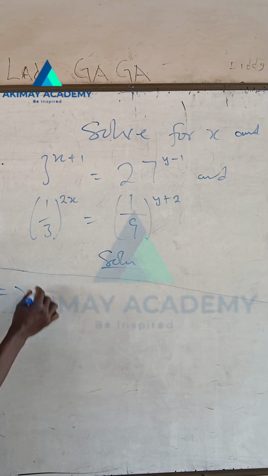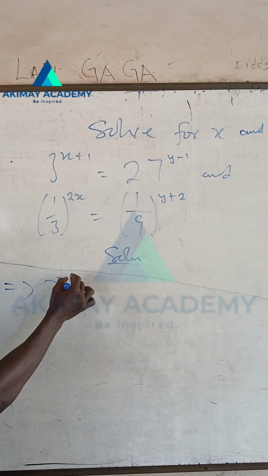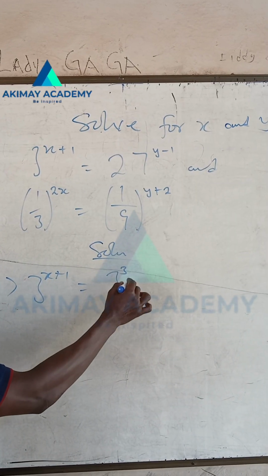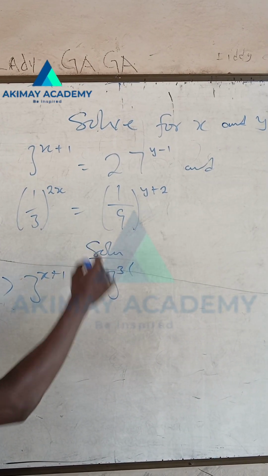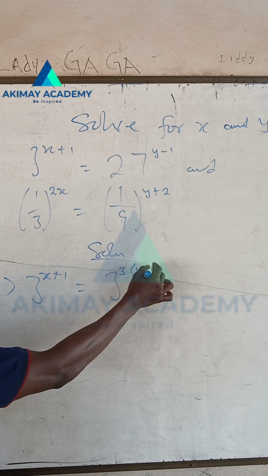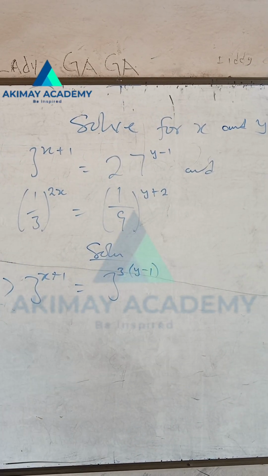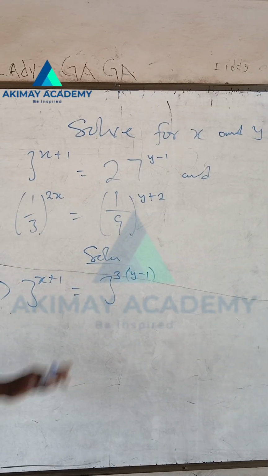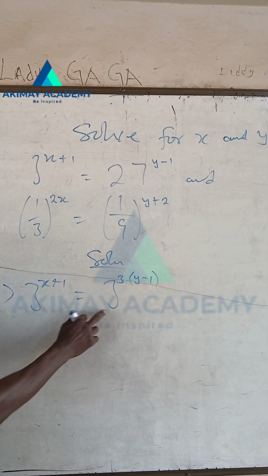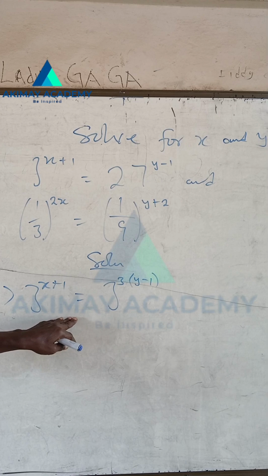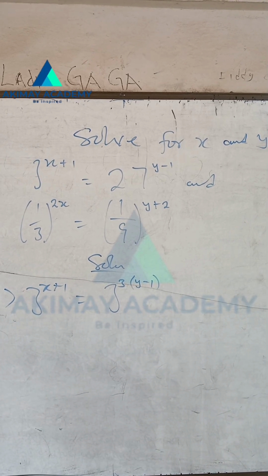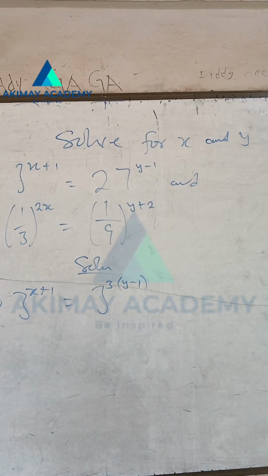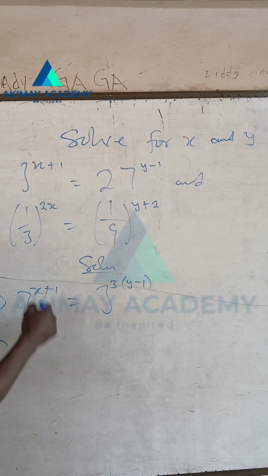So over here, we have 3 exponent x plus 1. This one should be equal to 27, which is now 3 exponent 3. Make sure you put the exponent over there in brackets so that it doesn't confuse you. So now 3 exponent 3 is going to give us 27. Now the bases are the same. And we know that from the laws of indices, when the bases are the same, we equate the exponent. So over here, we can bring the exponent down.